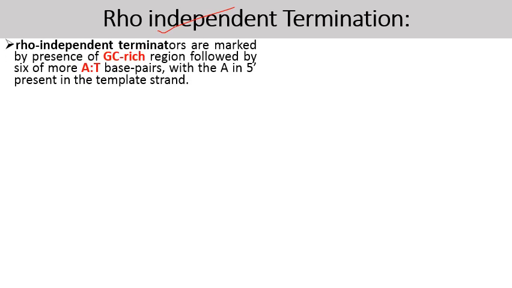Rho independent terminators are marked by the presence of GC rich regions followed by 6 or more AT base pairs, with the adenine at the 5' end present in the template strand. So the termination sequences in Rho independent terminators are marked by these GC rich regions. It means there are only guanine and cytosine, which are bonded together with the help of 3 bonds. So these bonds require a lot of energy to break. These act as a signal for termination of transcription without Rho factor, and are followed by 6 or more adenine or thymine rich base pairs at the 5' end in the template strand.